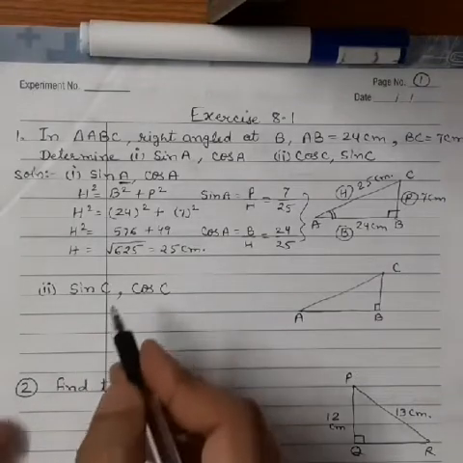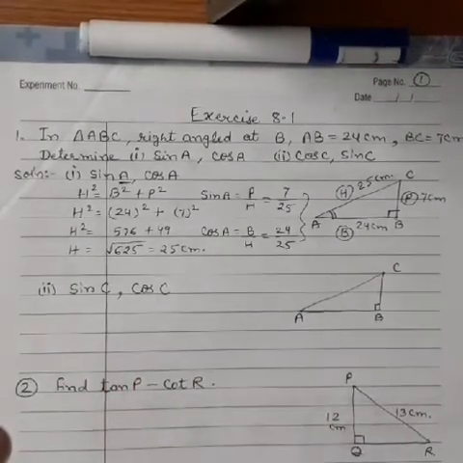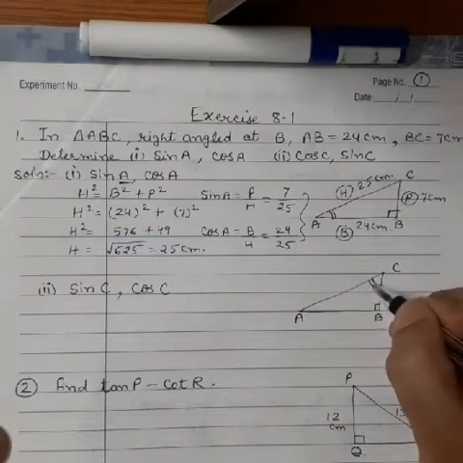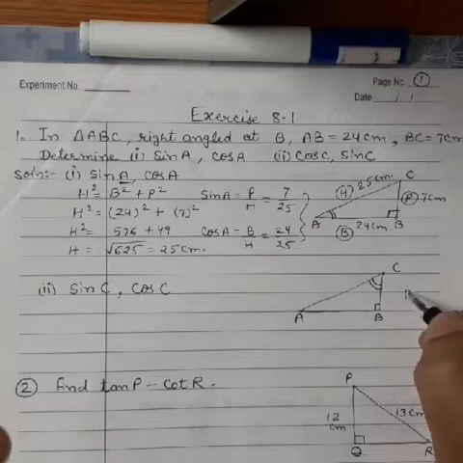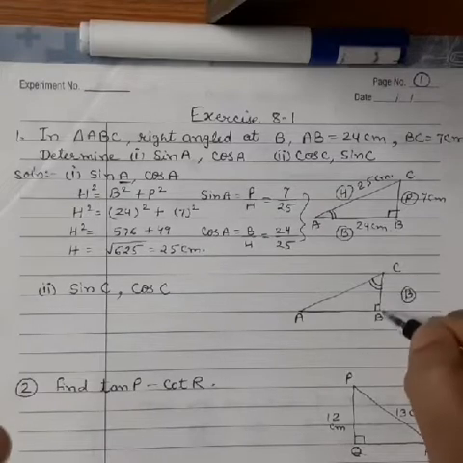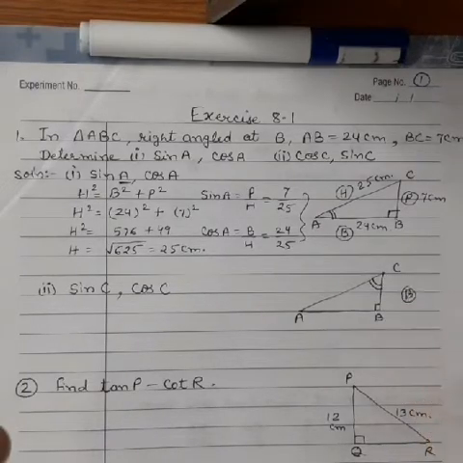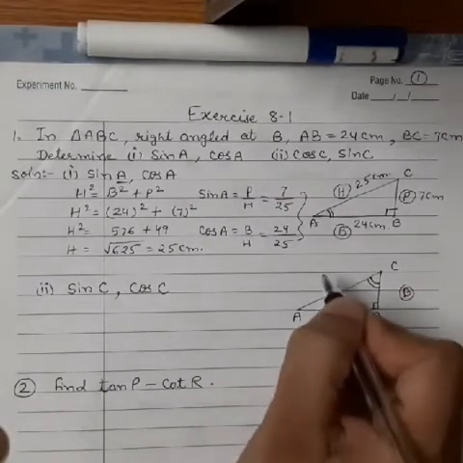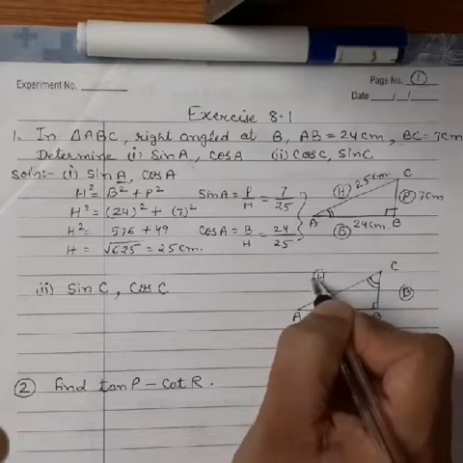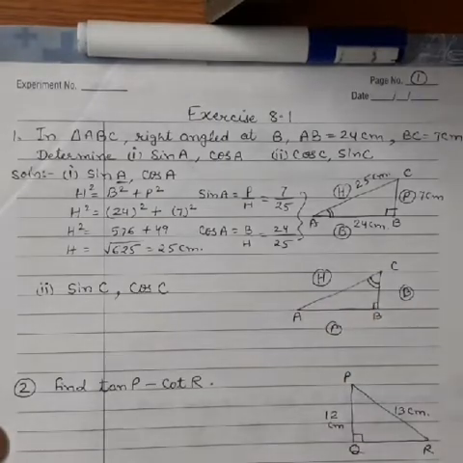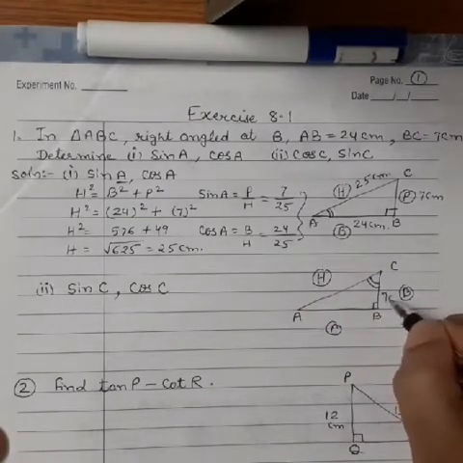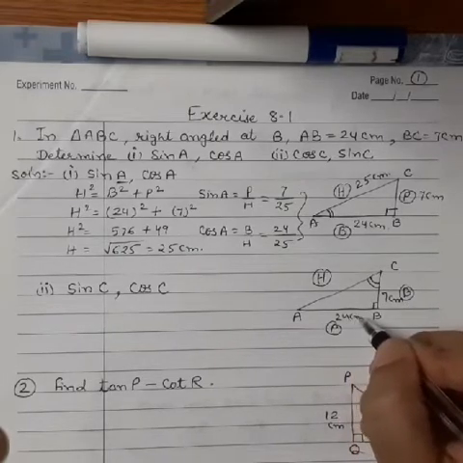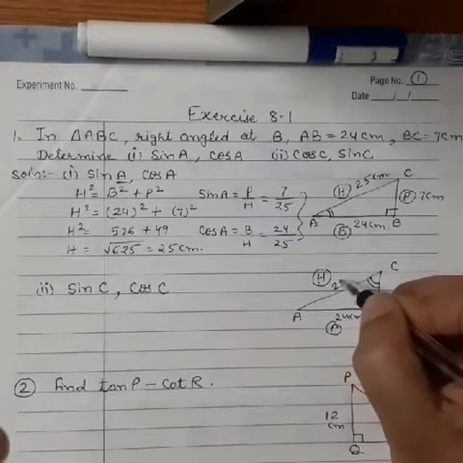Now again, you have to find sine C and cos C. So what to do? C is the angle here. Then this will be the base because two angles are formed on the side BC. Then this is your perpendicular. This is your hypotenuse. And lengths are given to you. Base is 7 centimeter, this is 24 centimeter, this is 25 centimeter.